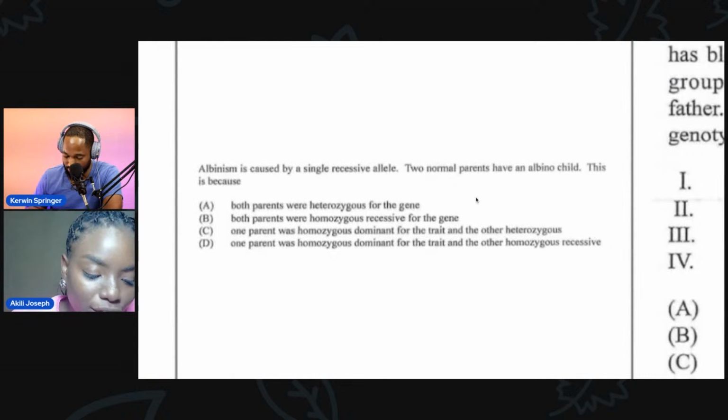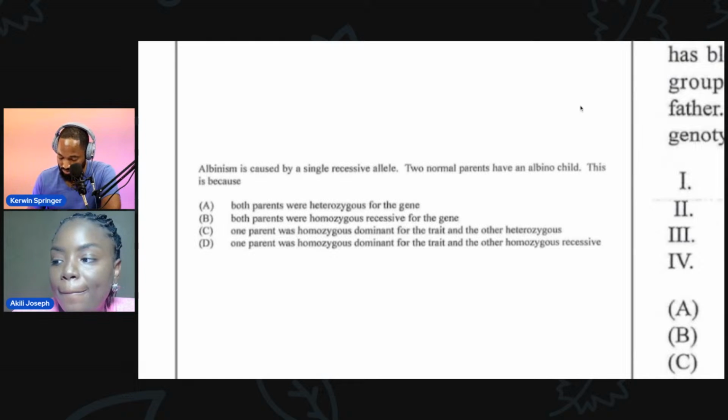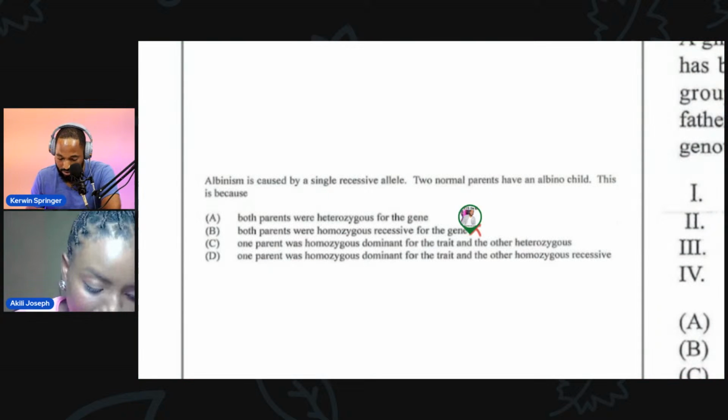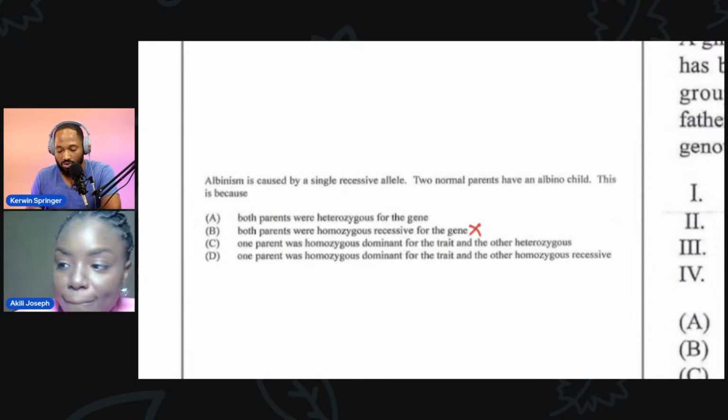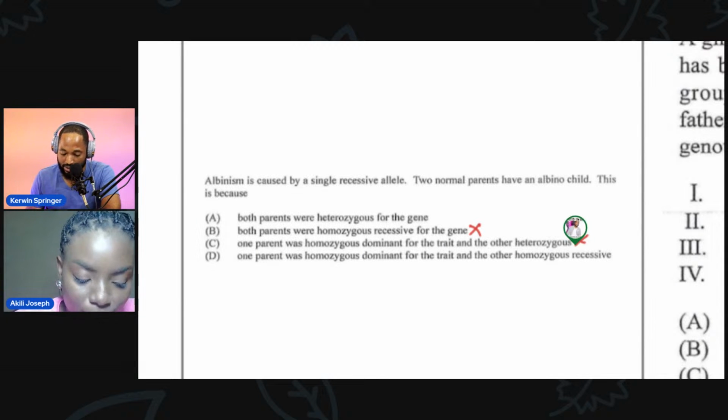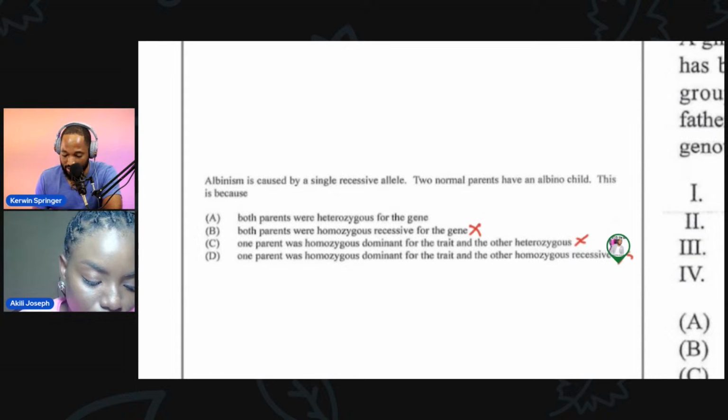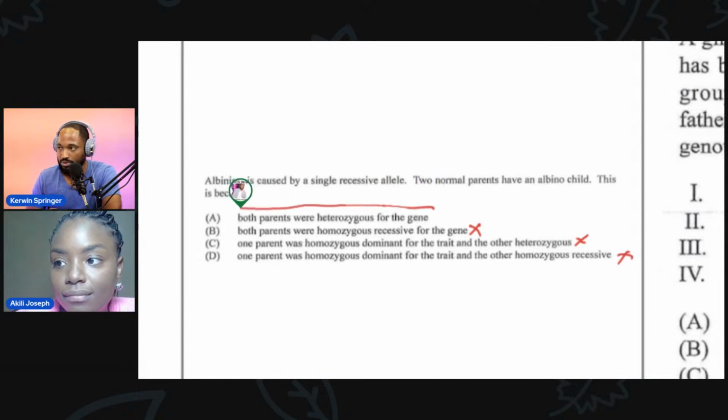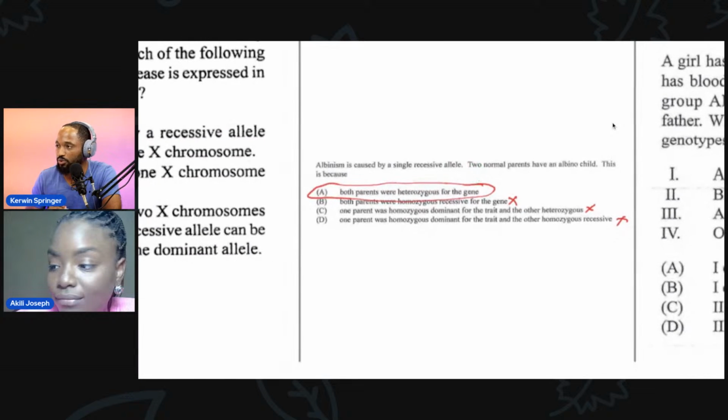Albinism is caused by a single recessive allele. Two normal parents have an albino child. This is because both parents were heterozygous for the gene. Both parents were homozygous recessive? That's impossible, otherwise they'd have been showing it. One parent was homozygous dominant for the trait? No, otherwise the masking would have happened. So it has to be A, that there was some heterozygous vibes going on here. So that's 25% albino. Yeah.